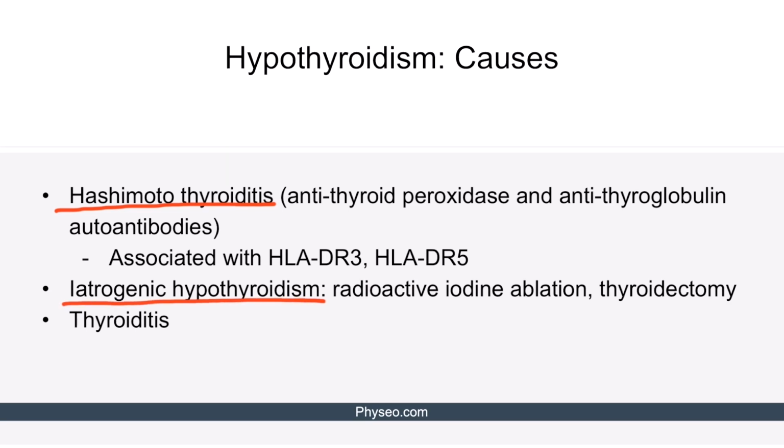Iatrogenic hypothyroidism due to radioactive iodine ablation of the thyroid tissue and thyroidectomy is also common. Lastly, thyroiditis, which is an inflammation of the thyroid gland, may present as transient thyrotoxicosis due to the release of thyroid hormones. However, the eventual depletion of hormones and loss of function of the tissue may result in hypothyroidism.